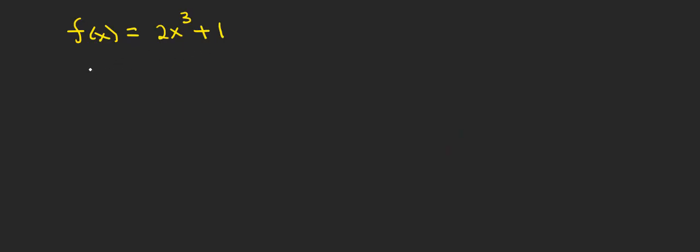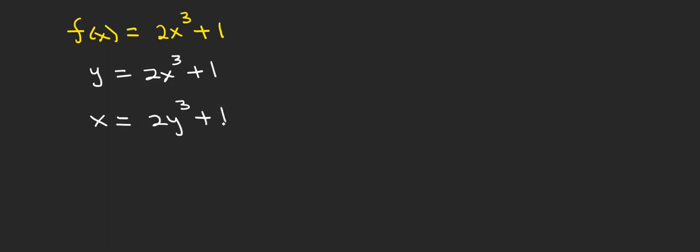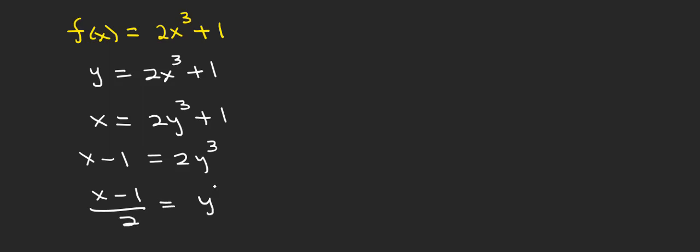Well, again, let's say y equals 2x cubed plus 1. We're going to change the x and y values: x equals 2y cubed plus 1. And then we're going to solve for y. So let's subtract 1 from both sides, and divide by 2 on both sides, and we've got to cube root both sides.